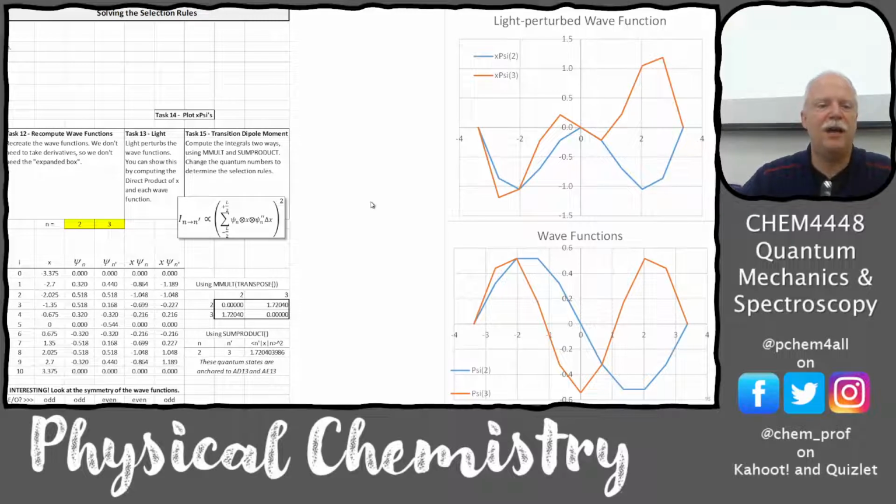Now we could do the same kind of matrix multiplication for the selection rules. Remember, the transition dipole moment has the x-axis in there. So we have 3 functions multiplied by each other.